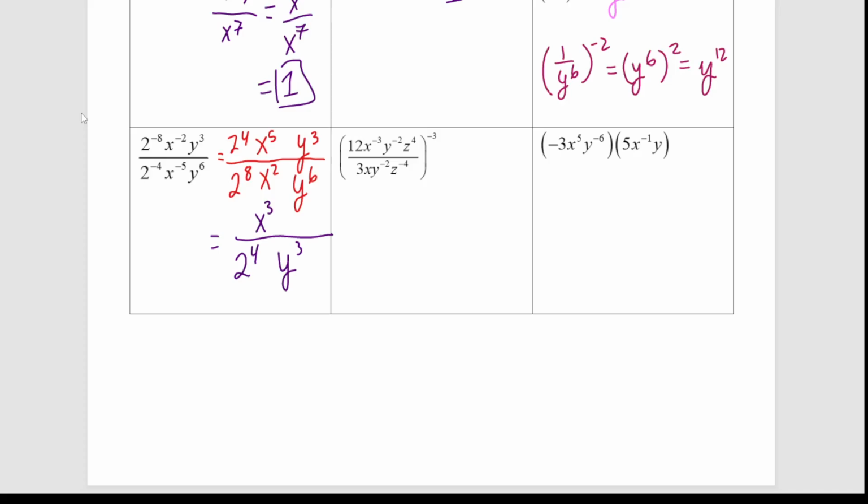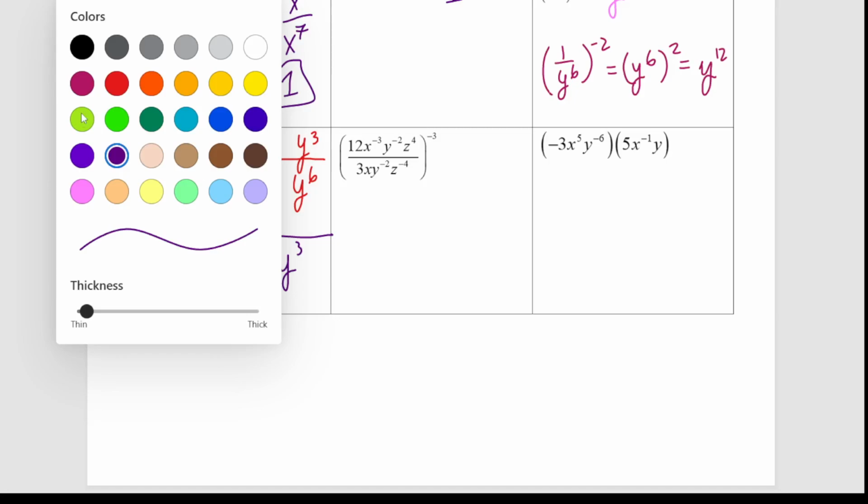And again, you could think of that with that formal subtraction. So 4 minus 8 gives us negative 4, the negative meaning it ends in the denominator. 5 minus 2 gives us positive 3, the positive 3 means it ends in the numerator. 3 minus 6 gets us negative 3, the negative means it ends up in the denominator.